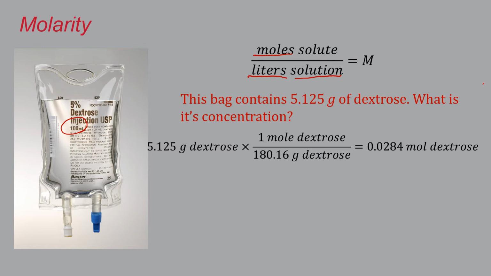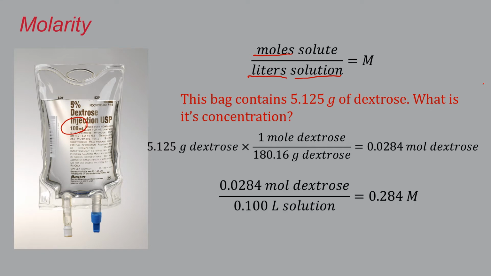So the first thing is that you need to know not the mass of the dextrose, but its amount, the number of moles. So hopefully now you're getting even more comfortable with mass to mole conversion, and you can figure out that 5.125 grams corresponds to 0.0284 moles of dextrose. And from here on in, you can just plug and chug into the definition.